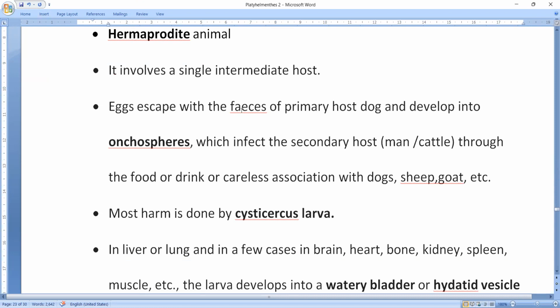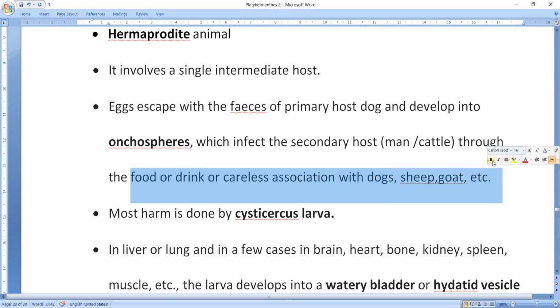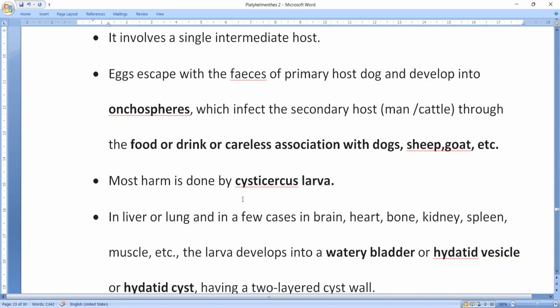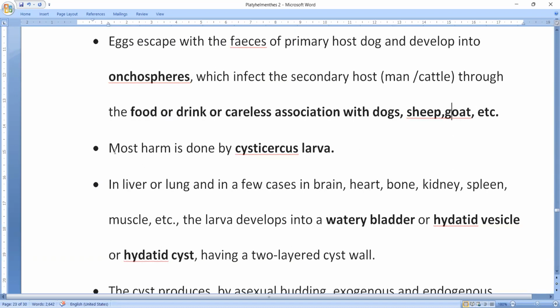Eggs escape with feces, just like Taenia solium, which contain the oncospheres, which infect the secondary host, either man or cattle, through food or drink or careless association with the dogs mostly. So due to contamination, the oncospheres may reach the secondary host.